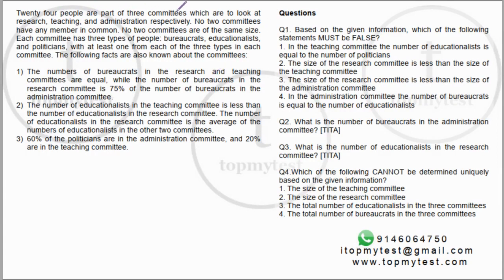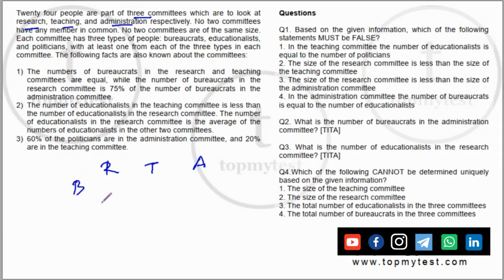You have 24 people who are part of 3 committees which are to look into research, teaching and administration. So you have research, teaching, admin. No 2 committees have any member in common. No 2 committees are of the same size. Each committee has 3 types of people: bureaucrats, educationists and politicians, and the total overall is 24. And then you have some information which is given about the distribution.